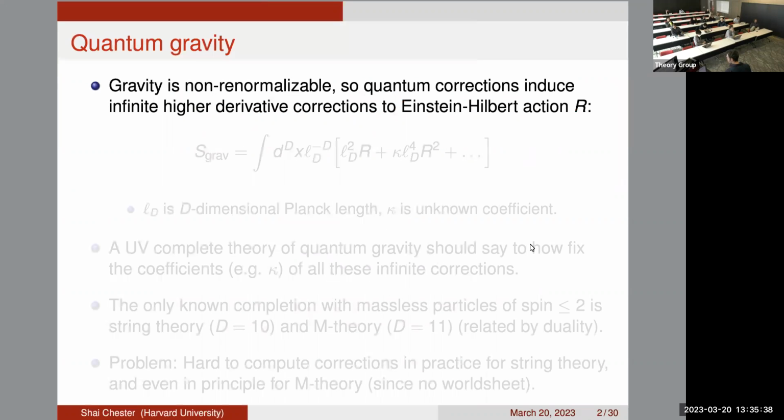Okay, so let's start with a general discussion of quantum gravity. What is quantum gravity? As everyone here knows, gravity is non-normalizable. This means that quantum corrections induce infinite higher derivative corrections to the Einstein-Hilbert action, which you write as R. So if this is the action of gravity, in d bulk spacetime dimensions, we have the Planck length L_D, and then we have a leading term R, which by dimensional analysis is multiplied by L squared.